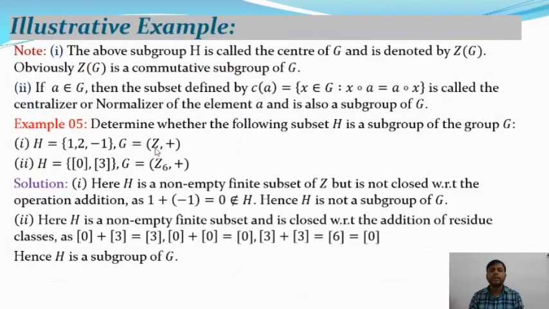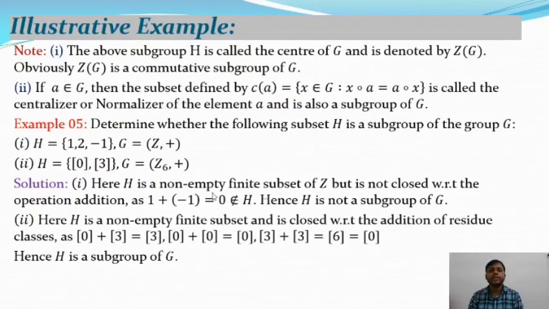Where Z is the non-empty set, and Z is the set of integers, and plus is the binary operation. And the second one, H is equal to {0, 3}, which are residue classes. And in that case G is the group, G is equal to (Z6, +), and H is a subset of G. So here is the solution of the first problem.